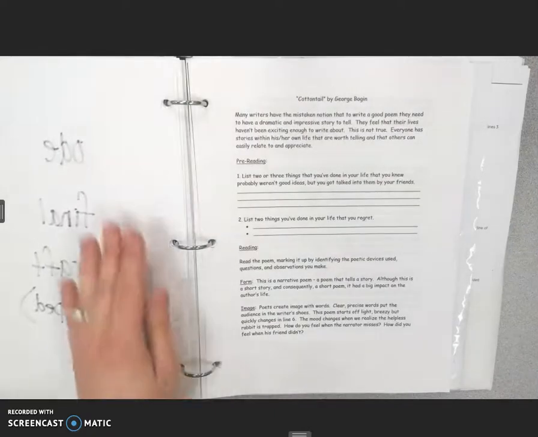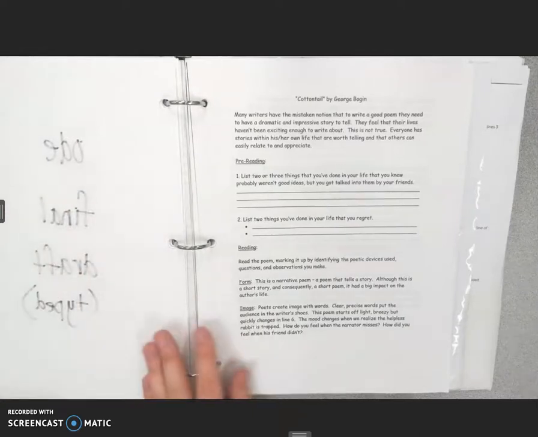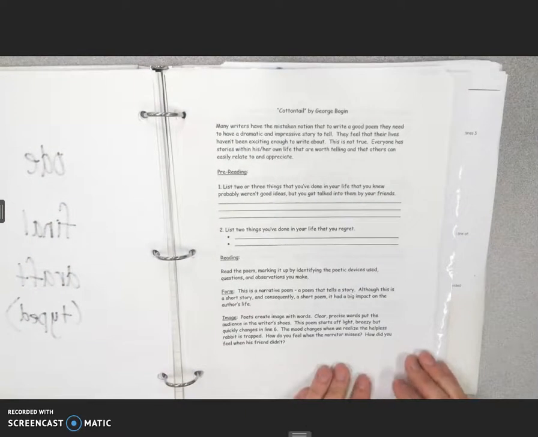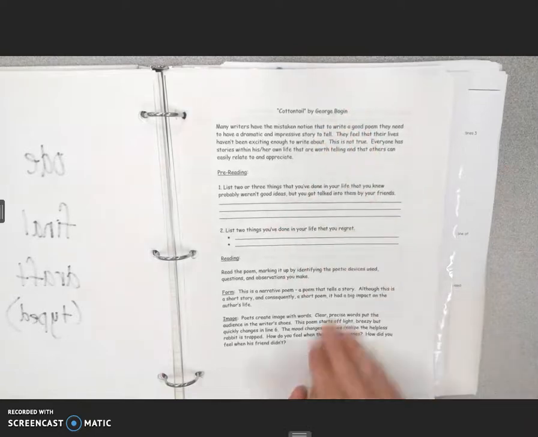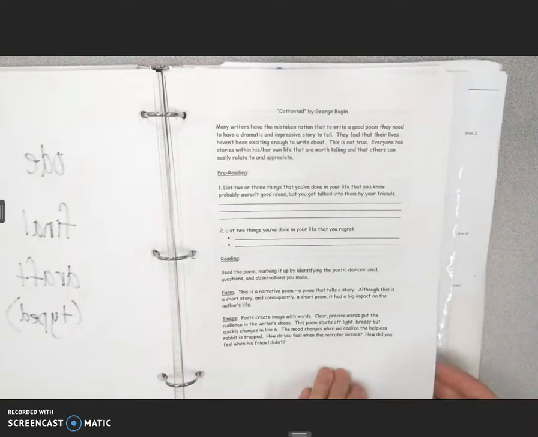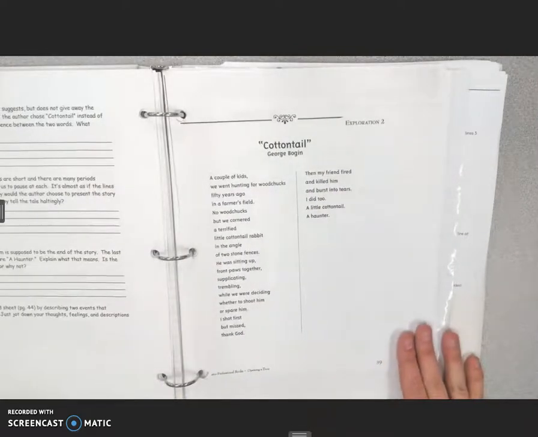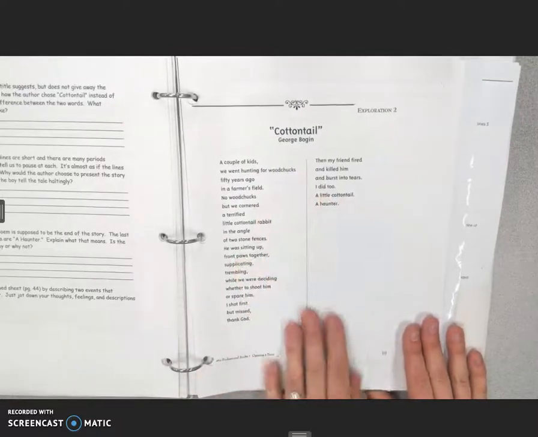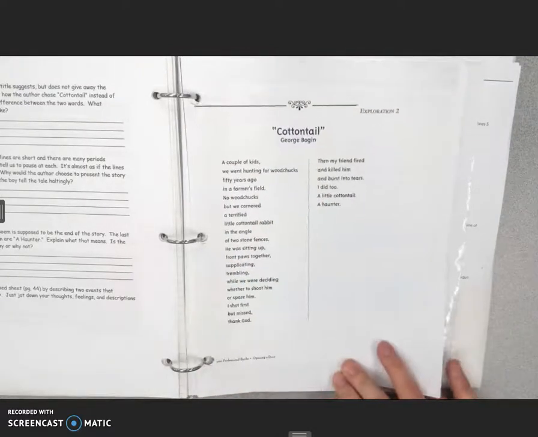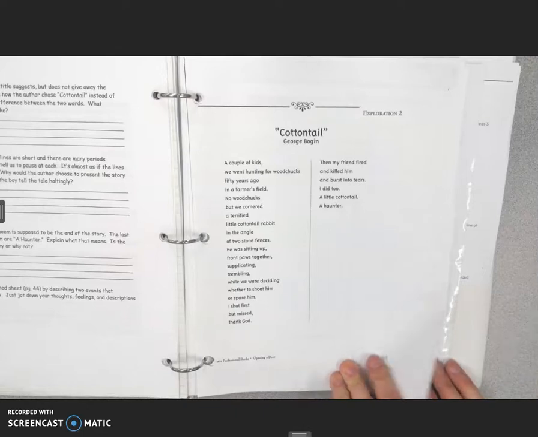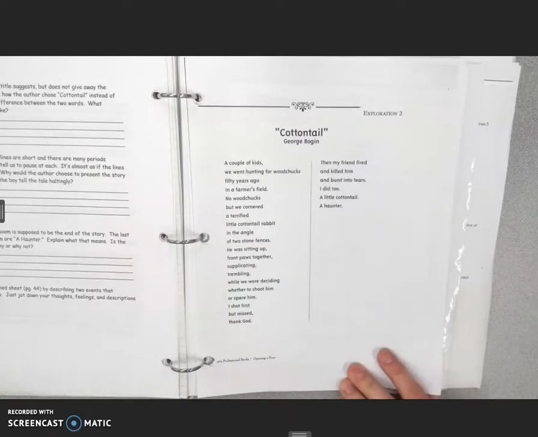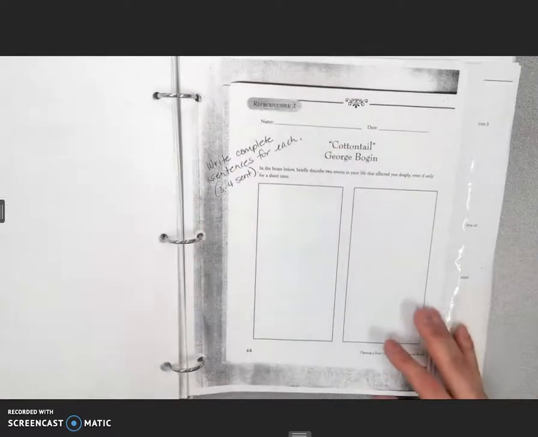Next. So then we started moving on to narrative poems, and that started with the Cottontail. Again, we did this in class, so you should have that completely filled out back and front. And then you have the sample Cottontail poem. Not my favorite poem because I didn't like how they shot the rabbit, but anyways, it's a narrative. It's telling a story. Cottontail poem.